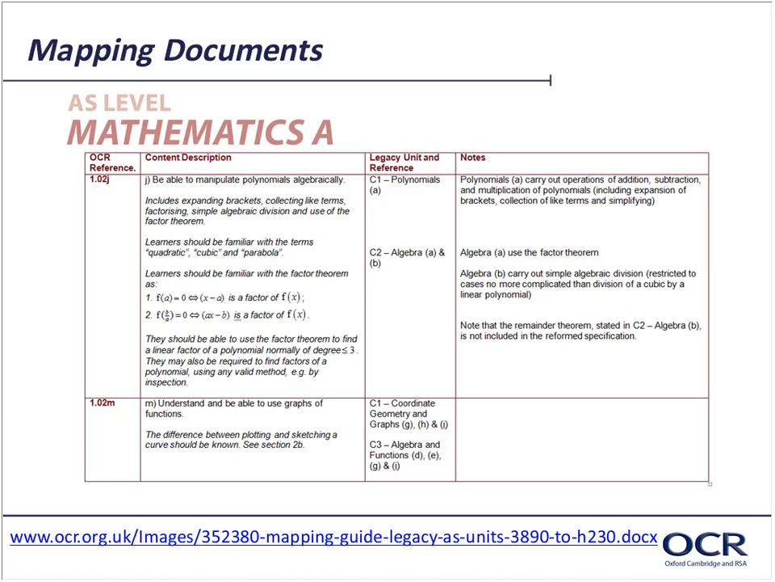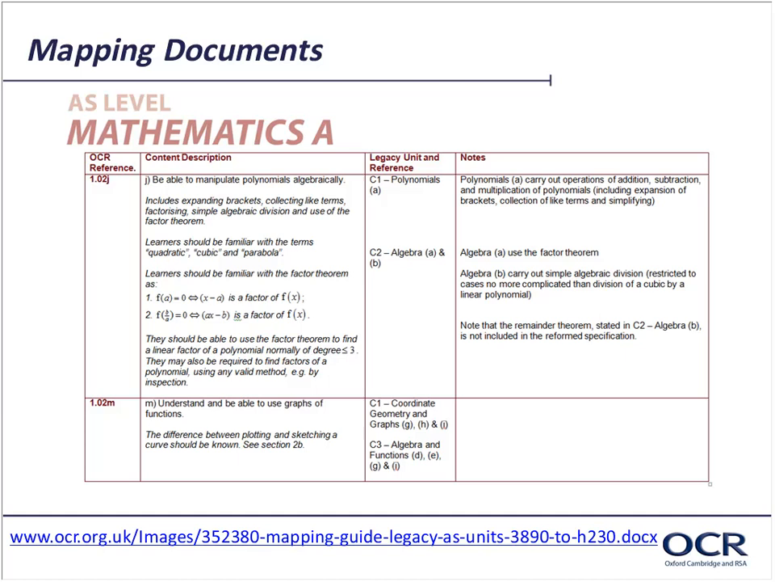So the mapping document highlights content that has not mapped from the legacy to the reform qualification, for example, remainder theorem and division by a quadratic polynomial, solving modulus problems of general functions. In the reform, it will only be solving linear, but there is actually a need for an understanding of the effects on graphs, but not algebraically. So these types of notes have been included in the mapping documents.